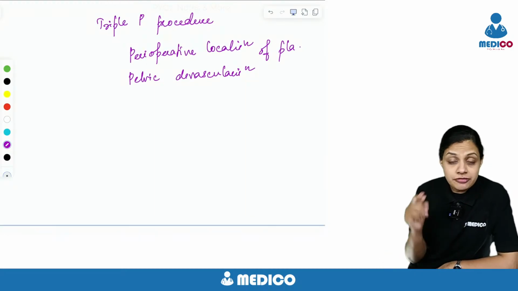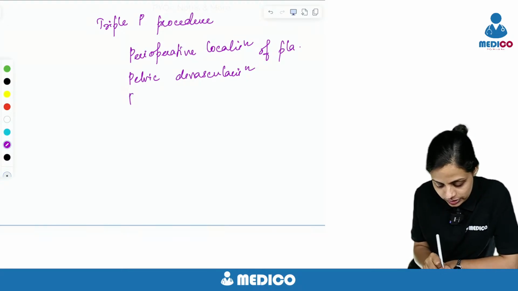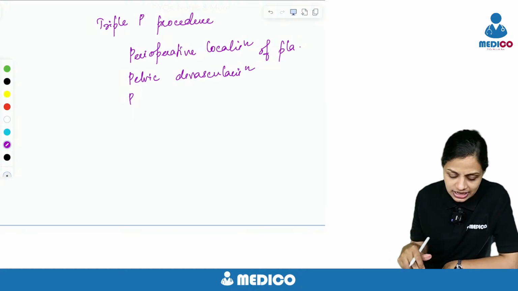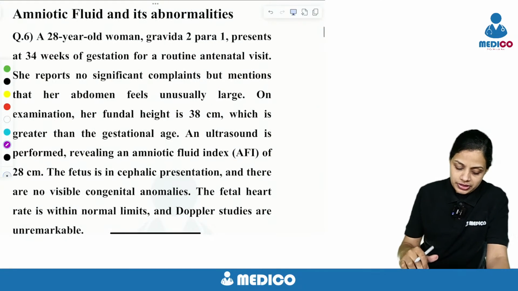And finally, if it is a focally adherent placenta, you'll be taking out only that placenta. You don't have to take out the entire placenta. And then what do you do? You go for a myometrial reconstruction. Okay, that is about the triple P procedure.